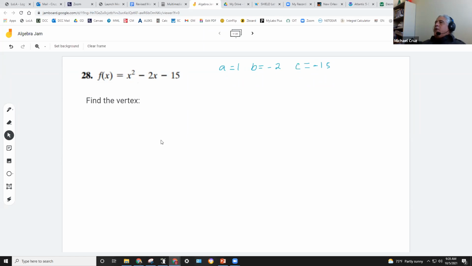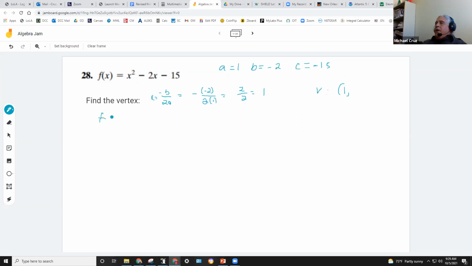All right, so the vertex is going to be using negative b over 2a, and this is going to be the x coordinate. So this is going to be negative negative 2 over 2 times 1. So this is going to be 2 over 2, which is equal to 1. All right, so that's going to be our x coordinate for our vertex.